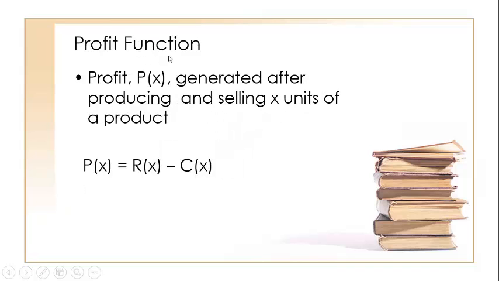We have what's called the profit function, and profit comes when you make some money. So profit is generated after producing and selling X units of a product. That is determined by revenue minus costs. So if you have some money after you subtract the cost of making a product, then you made a profit. So revenue minus costs is equal to profit.